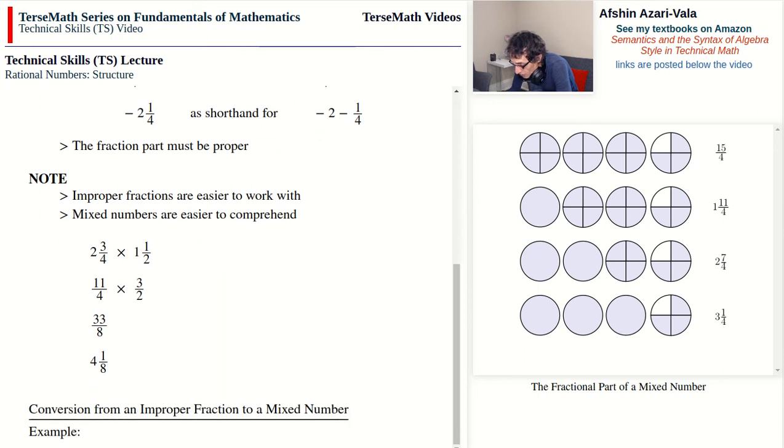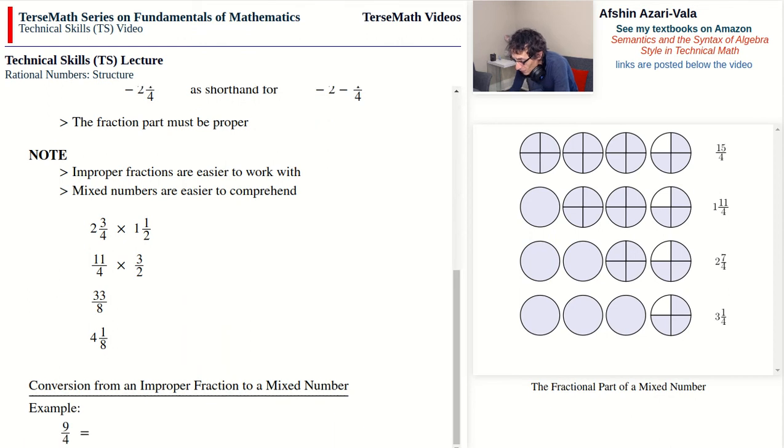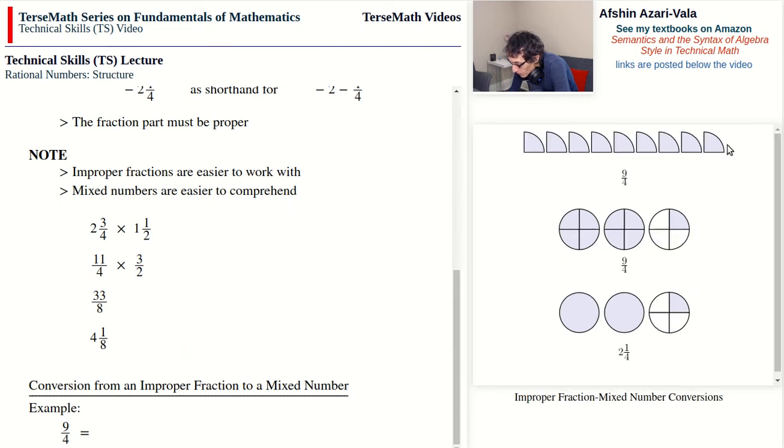And so that's the next topic for us, when we convert from an improper fraction to a mixed number. Let's say we have 9 quarters and we want to convert this to a mixed number. So 9 quarters, here we have 1, 2, 3, 4, 5, 6, 7, 8, 9. Each one is a quarter, so we have 9 quarters. If we arrange them in pie form, we get this diagram. With 8 of them, we can make 2 pies, and then there will be 1 quarter extra.